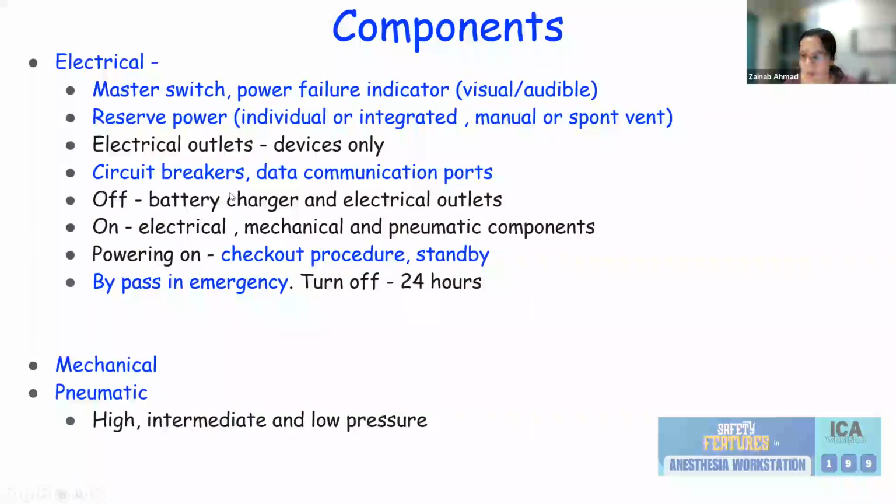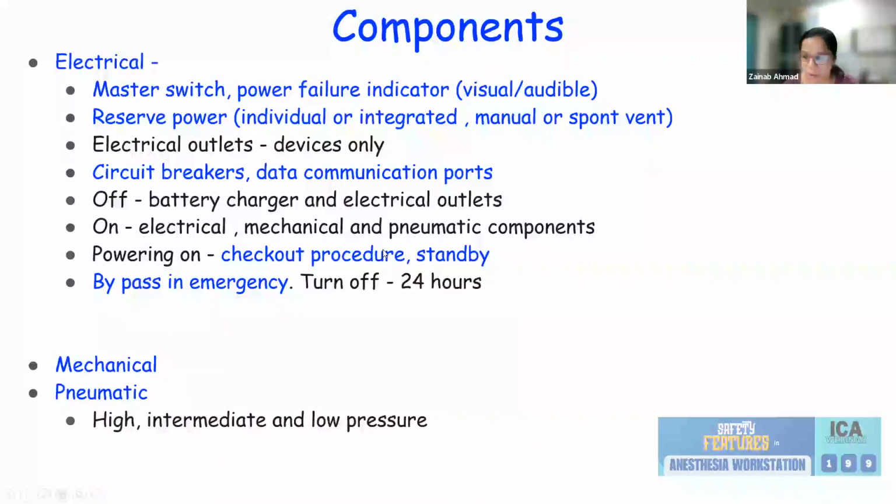Take the circuit breaker. Suppose there is an electrical overload. The circuit breaker will break the supply so that the machine will not get damaged, and you have to reduce the electrical load and then restart the machine. If there is any error in the machine, you can take the data via the data communication port and send it to the company. So this is also a safety feature.